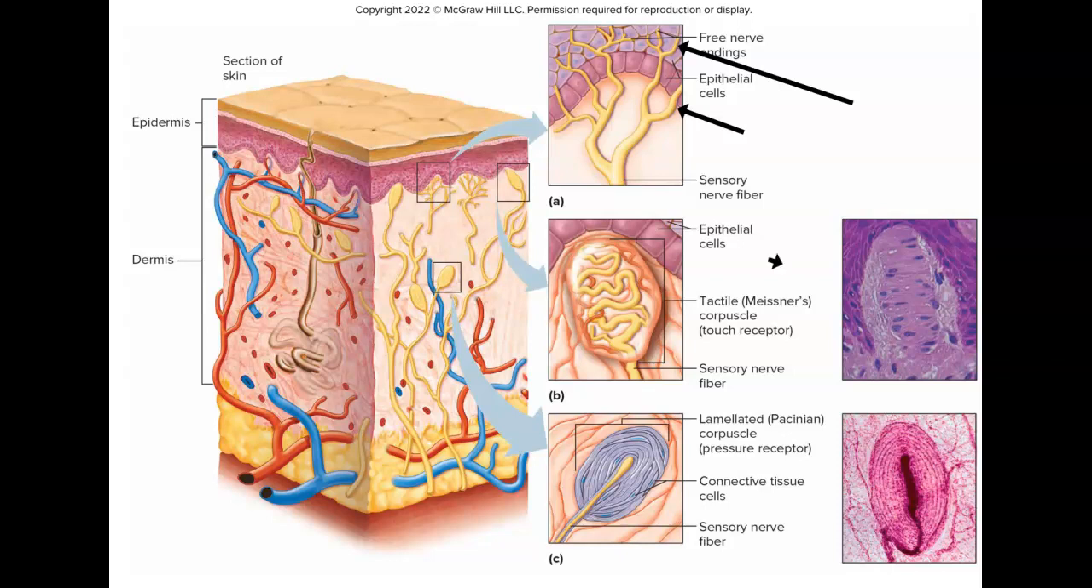In the skin, we do have Meissner's corpuscles. This is what it looks like under a microscope slide, and you can see them right here. These are all Meissner corpuscles right here, and they give us that fine touch reception in the skin.